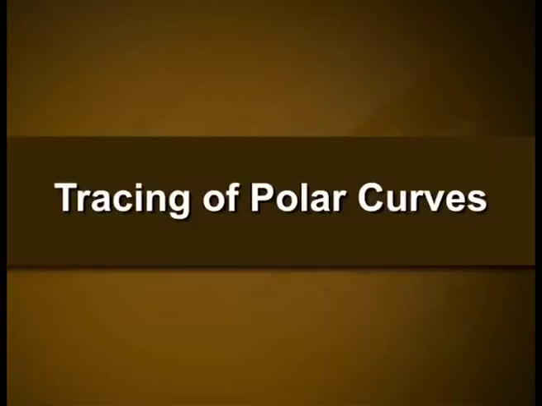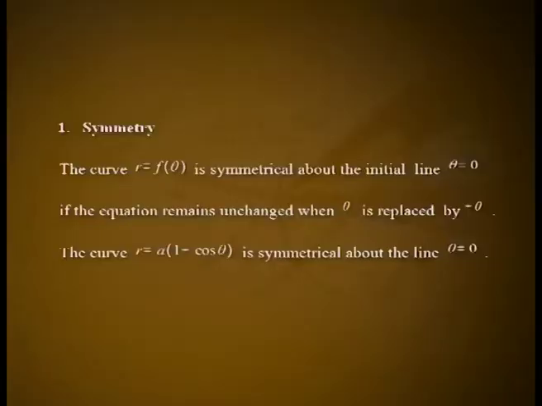Tracing of polar curves. The following points may be taken into consideration while tracing polar curves of the type r = f(θ). 1. Symmetry. The curve r = f(θ) is symmetrical about the initial line θ = 0 if the equation remains unchanged when θ is replaced by -θ.